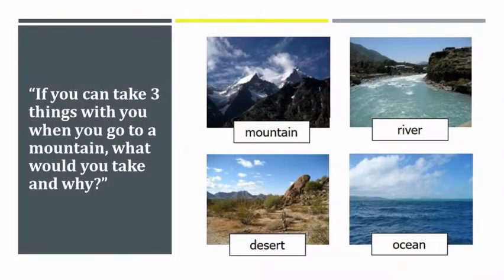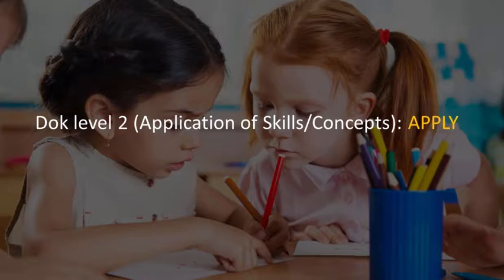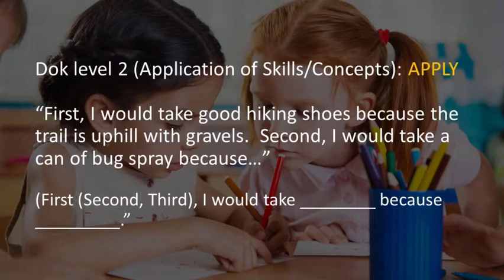So, here's an example of DOK level 2 question. If you can take 3 things with you when you go to a mountain, what would you take and why? Your student's language outcome would be something like this. Well, first, I will take good hiking shoes because in a mountain the trails is uphill with gravels. And next, I will take a can of bug spray maybe because... Your students would be applying what they learned in the lesson to a real life situation.